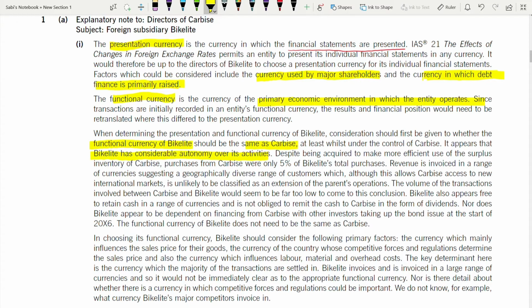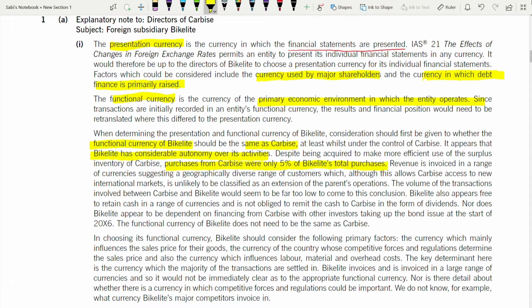How can you say this? That it has considerable autonomy or not? The facts are given in the case study. Read it, you will understand. Despite being acquired to make more efficient use of the surplus inventory, purchases from Kerbai were only 5% of Bikelight's total purchases. Only 5%. So this itself should tell you how much freedom they have. Bikelight, being a subsidiary, has freedom from its parent company over its activity, because only 5% of the total purchase is from the parent.